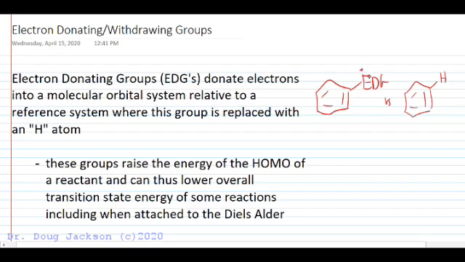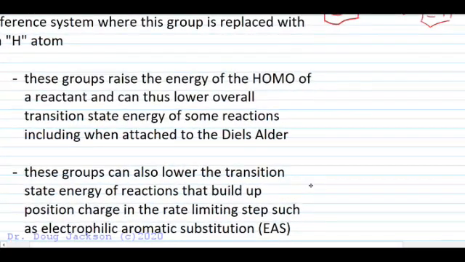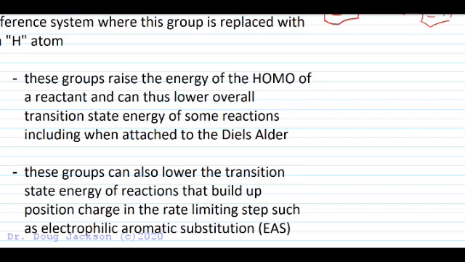What these donating groups will do, whether they have a lone pair or whether it's through hyperconjugation, is donate electrons into the ring and push electrons toward the benzene ring itself. The effect that this has is it raises the energy of orbitals relative to the reference, and with the Diels-Alder, we remember the highest occupied molecular orbital can be raised.